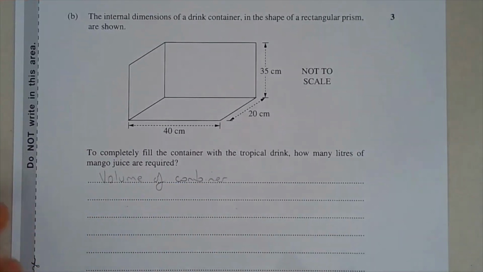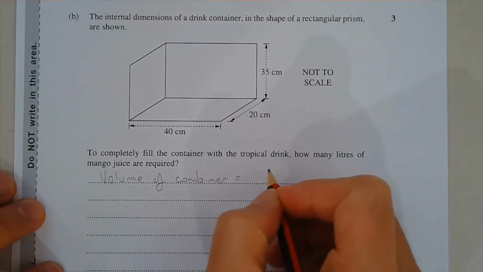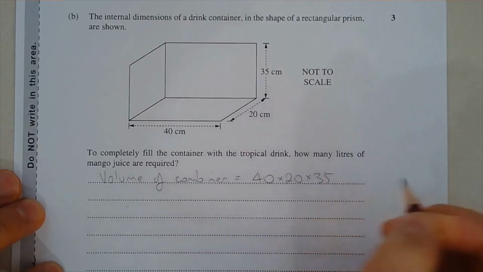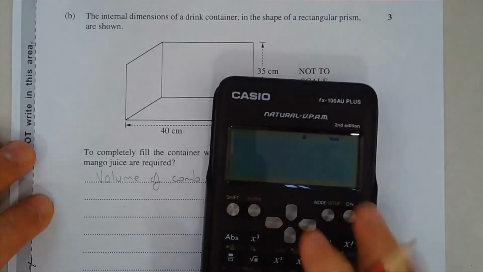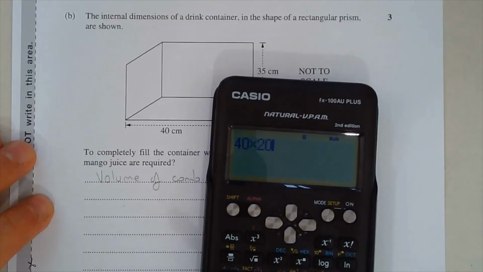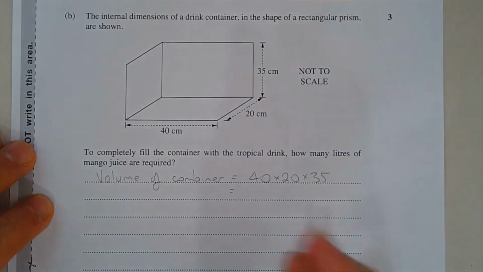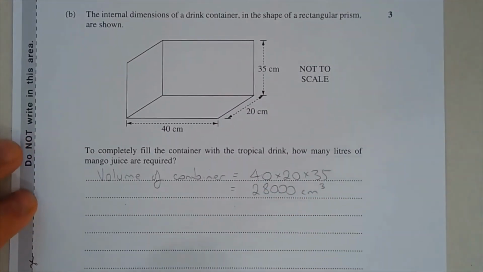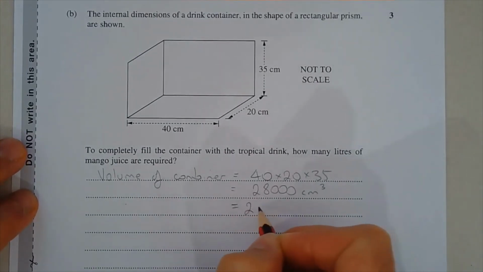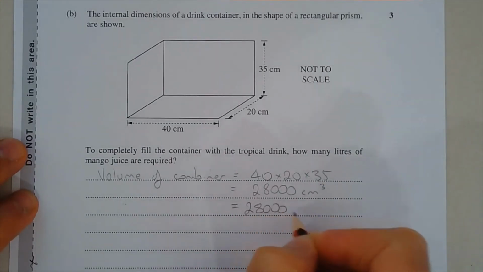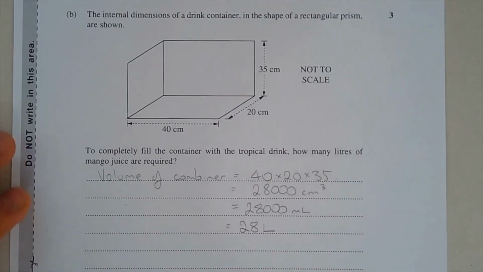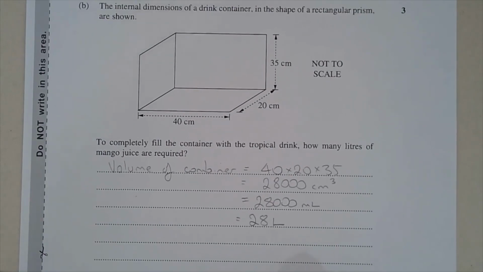Okay, and it's a rectangular prism, so we just multiply all the dimensions. So 40 times 20 times 35 centimeters. So 40 times 20 times 35, and we get 28,000. That's cubic centimeters, so that's equal to 28,000 milliliters, which is equal to 28 litres. So that's 28 litres in total.